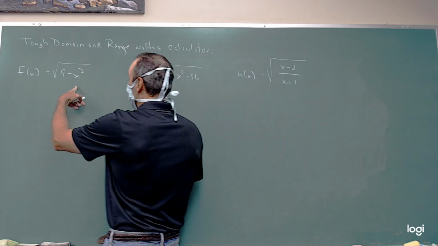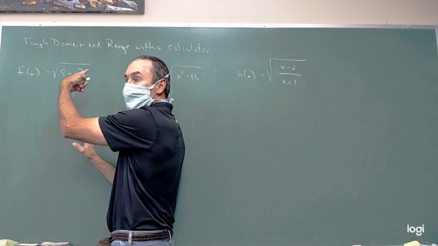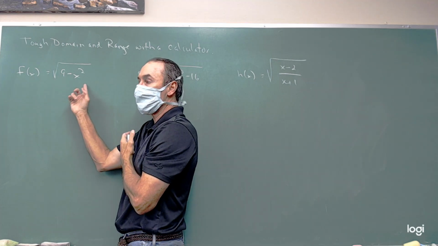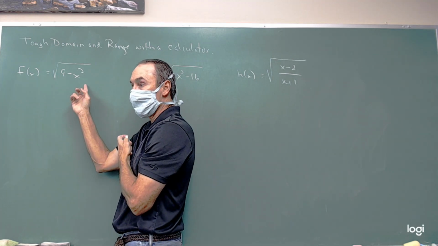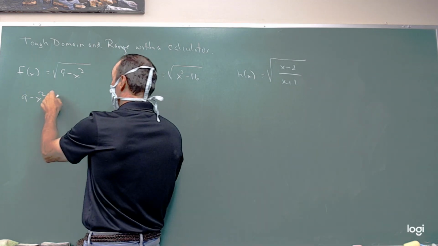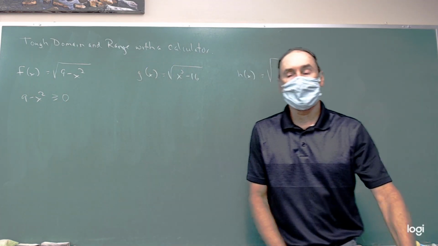So as before, the issue here is because we have the radical. So it's an even index: square root, fourth root, sixth root. That means what's inside here cannot be negative. So we take the 9 minus x squared, the thing inside the radical, and we say that has to be greater than or equal to 0.